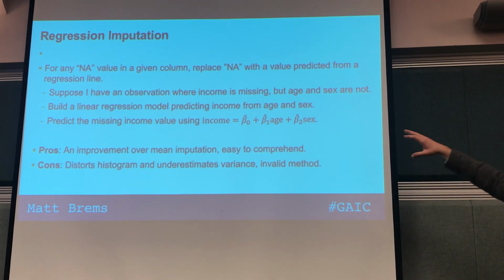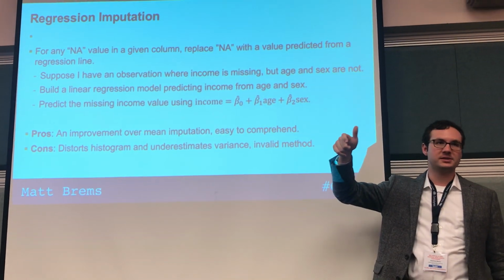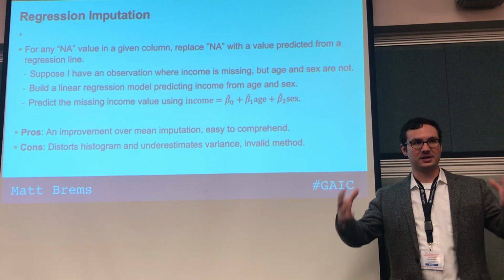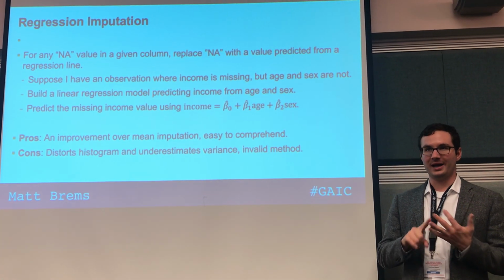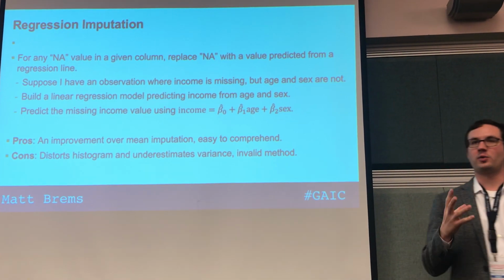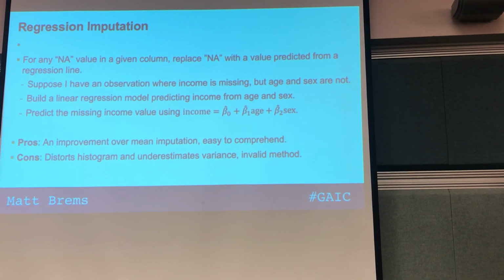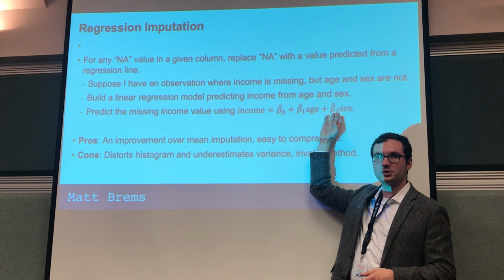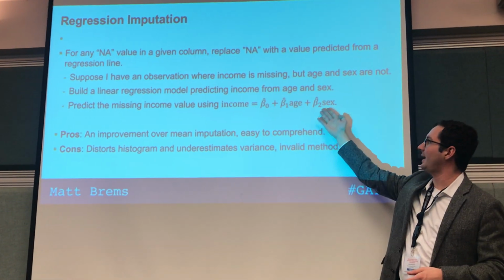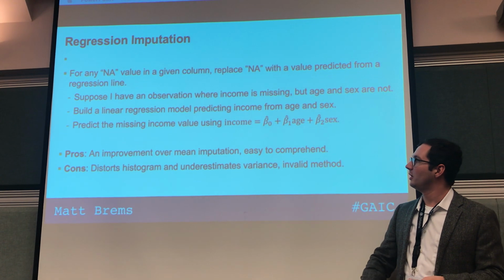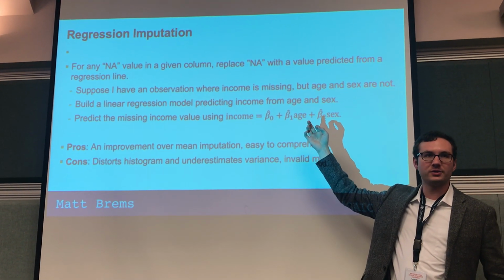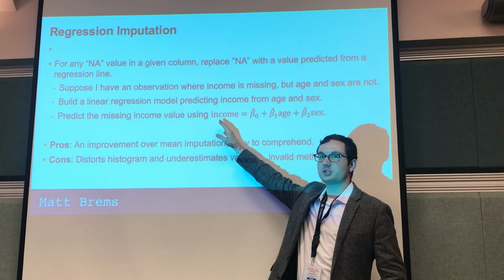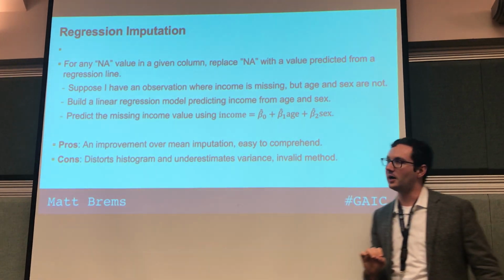So to explicitly walk through this, let's say that I have an observation where income is missing, but let's say that age and sex are not missing. What I would do is take all of my data where income, age, and sex are not missing. You could think of this as your training data set, looking at age, income, and sex. And I build a model where income is linearly related to age and sex. Estimate beta naught hat, beta 1 hat, and beta 2 hat for that. And then, once I've built that model, I'm going to plug in the value of sex and age where income is missing, and then make a prediction for income and plug that prediction in for income.